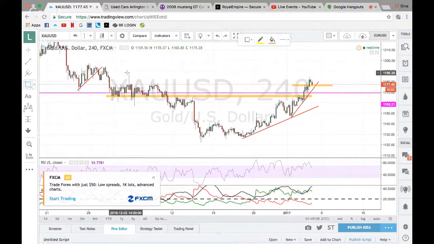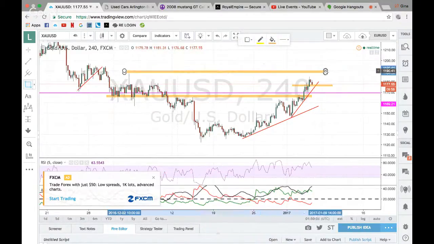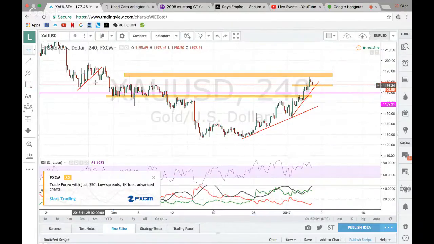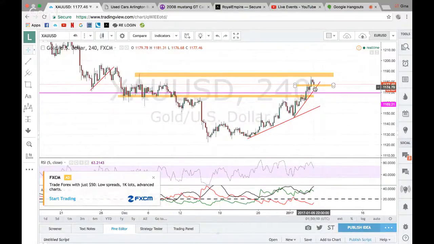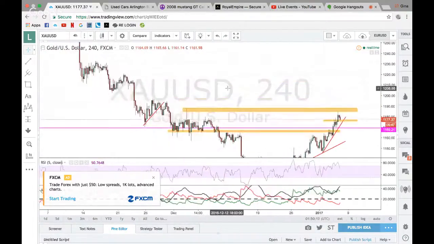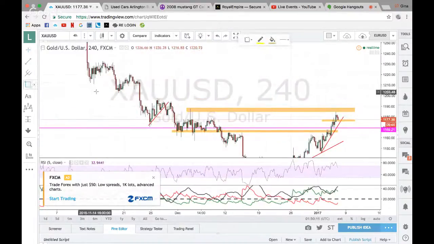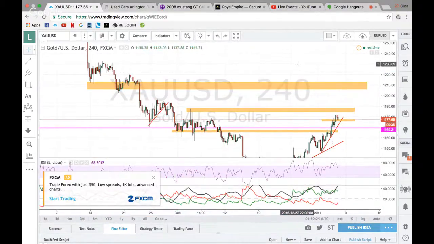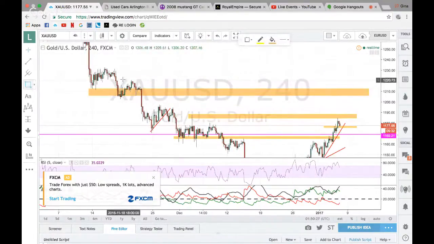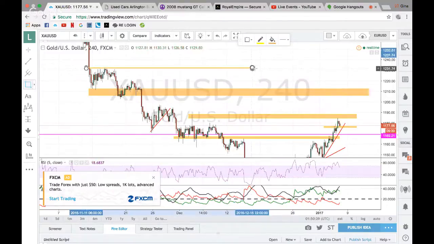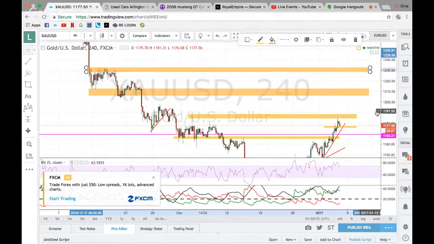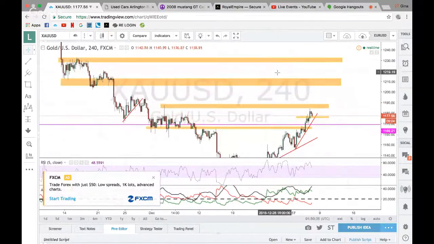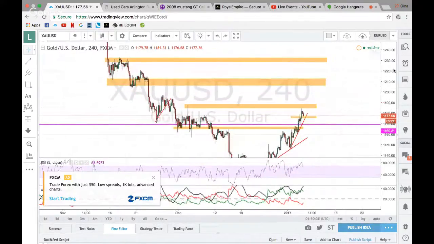Now, why did gold stop where it stopped? All right, we had a previous resistance up here. But what I think is going to happen is I think gold is going to spike up, possibly come into this area. Gold may come up, come into this area, or possibly this area. All right. And then start its uptrend.